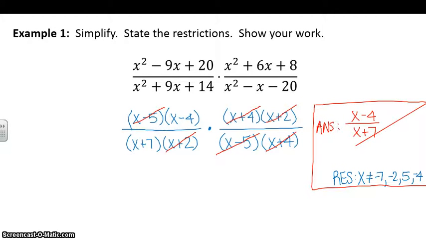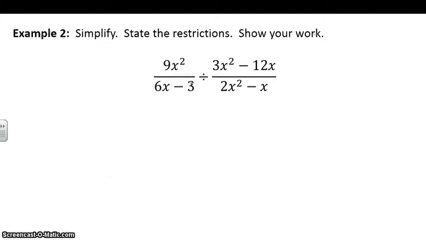Okay, all right, now let's do a division problem. So very similar to multiplication, we first factor everything that we can. So that 9x squared can't be factored. What about here? What can we divide out of 6x minus 3? You can divide out a 3. So when you divide, 6 divided by 3 is 2, so 2x. Negative 3 divided by 3 is minus 1.